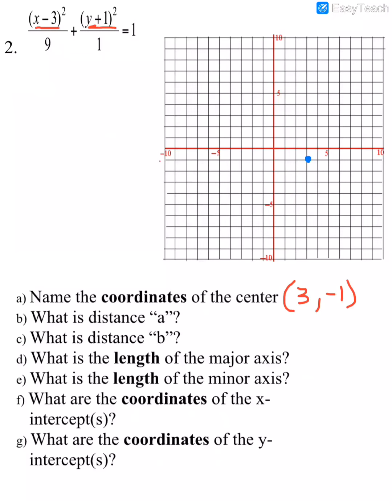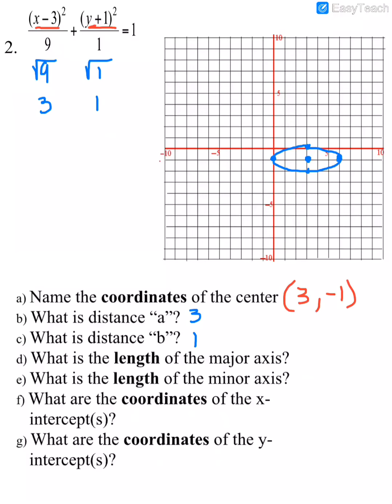And then a is whatever's underneath, the denominator of my first term. A squared is the denominator of my first term, so I need to take the square root, which would be 3. So a is 3, and that's under my x term. So on my x-axis, I'm going to go left 3 from the center and right 3. Then for b, that's the square root of my second term. The square root of 1 is just 1. So from my center, I'm going to go up 1 and down 1. And then I can connect those to make my ellipse.